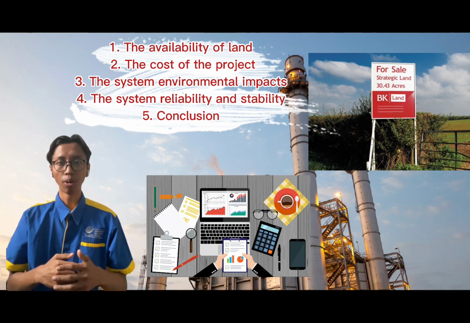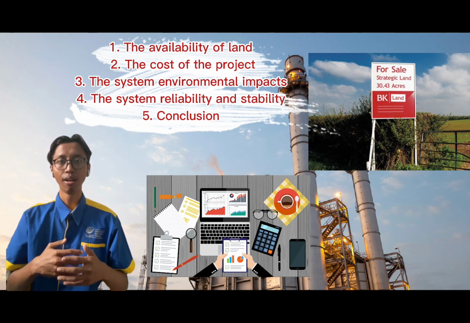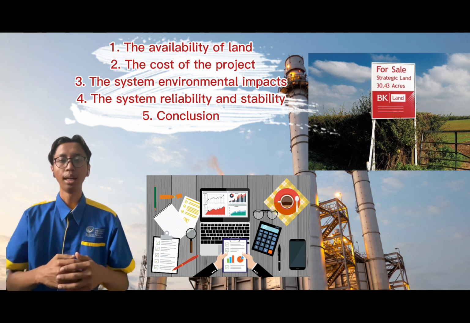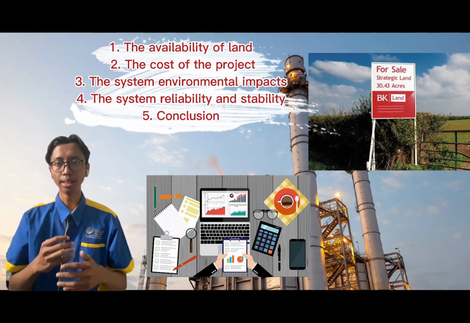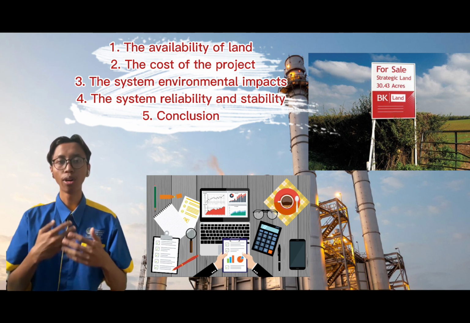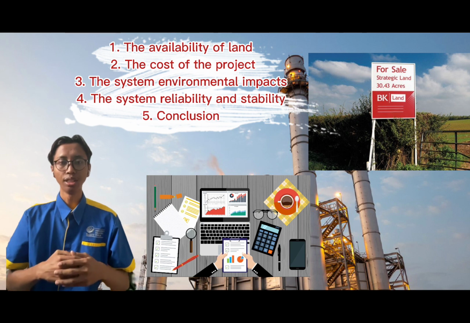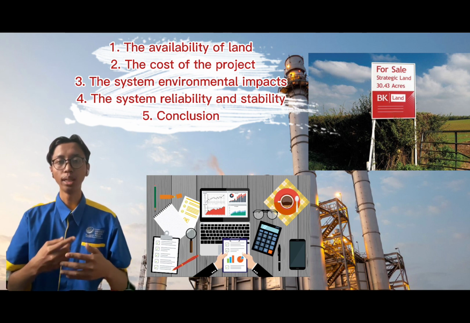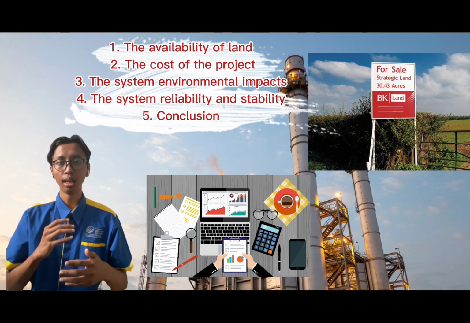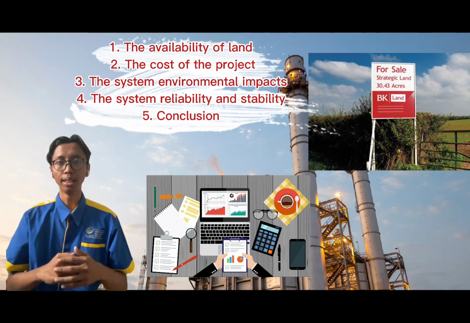Overall conclusion for the project, the hybrid system of the combined cycle power plant with the wind energy and solar energy is a promising solution for meeting the increasing energy demand while reducing the emissions and dependence on fossil fuels. The combination of these renewable energy sources allows for more reliable and efficient power generation. Systems such as wind and solar energy can supplement the power generated by the combined cycle power plant during periods of low wind or sunlight.